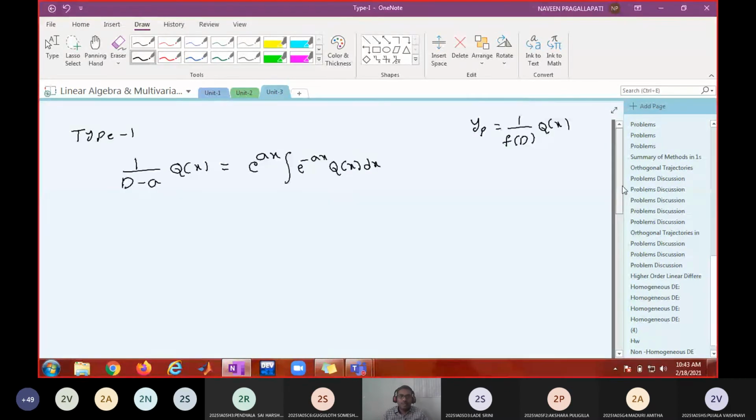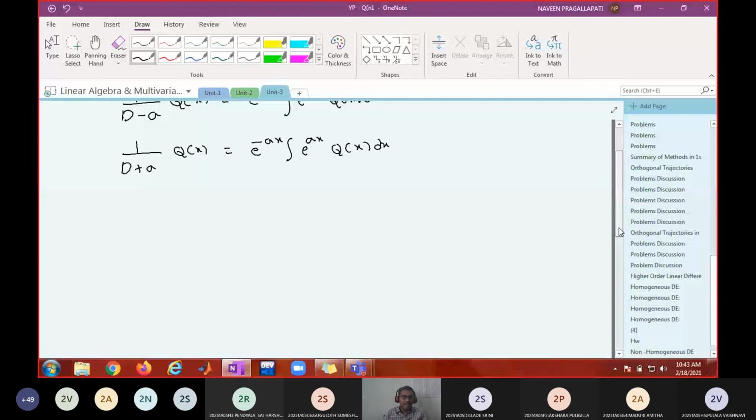Or if it is 1 by d plus a, what do you write? Minus a means plus a, and plus a means minus a. Agreed? Yes, sir. Okay. So based on this, we will see a special case.